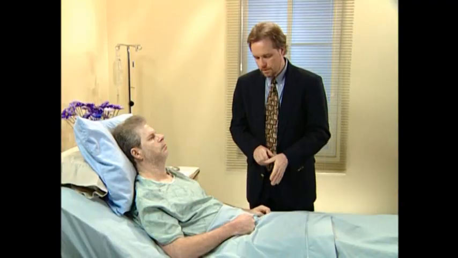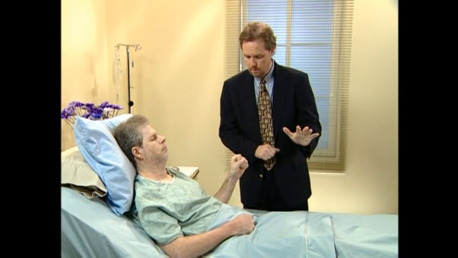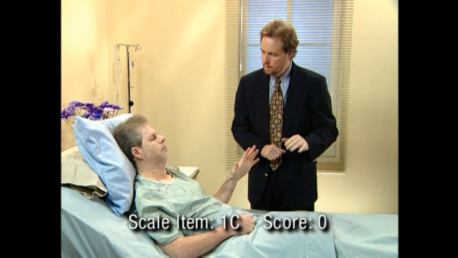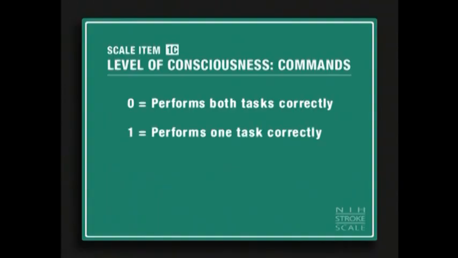To improve reproducibility, score what the patient does, not what you think they are capable of doing. In general, you should try to pantomime the command so the patient receives your verbal as well as visual input. Close your eyes and open them up. That's terrific. Take your left hand and make a fist. And now open it up. That's great. For scale item 1C, this patient scored a 0. Let's look at how this scale item is scored. Score a 0 if both tasks are performed correctly. Score a 1 if one task is performed correctly.